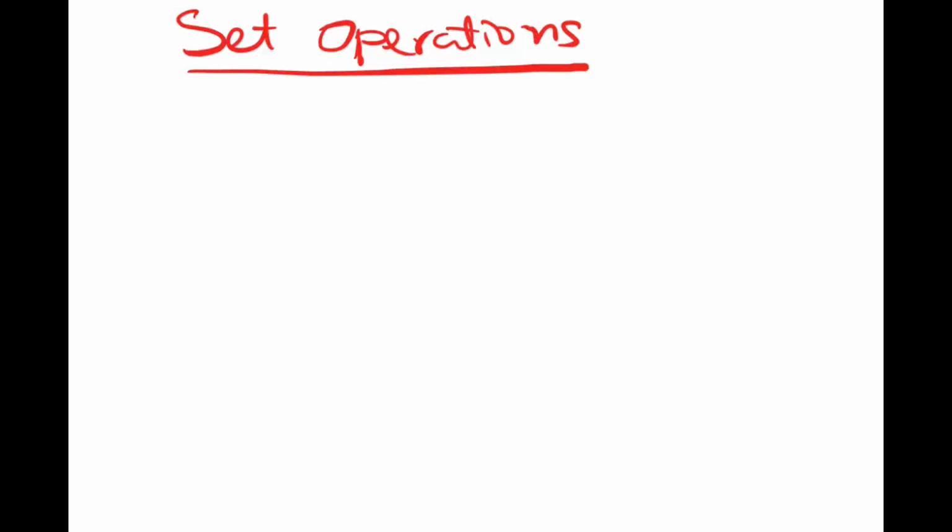The next thing we shall be looking at is set operations. Set operations are performed on two or more sets to obtain a combination of elements. We have different forms of set operations. The first one is the union. Union of sets.